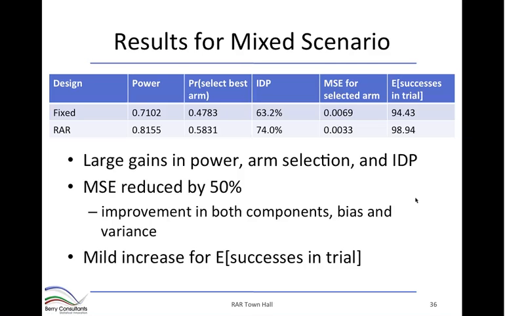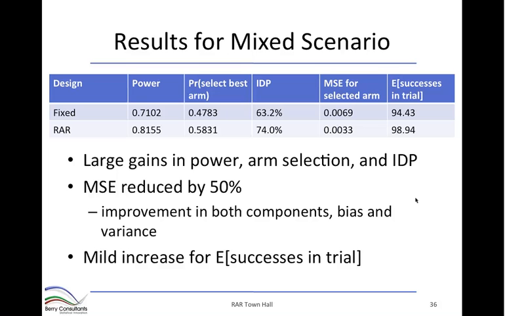So you can see the fixed trial selects the best arm only 48% of the time. RAR raises that to 58. Now both of them, when they miss, they are likely to pick up the second best arm, which is not that much worse. This ideal design percentage, you can see the increase. That's largely a function of the power and the arm selection, just a way of combining it.